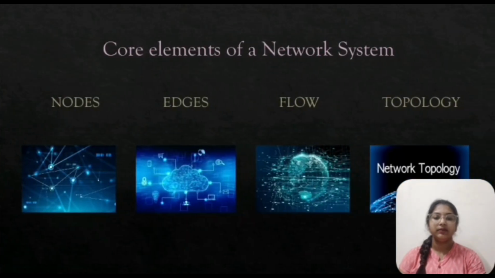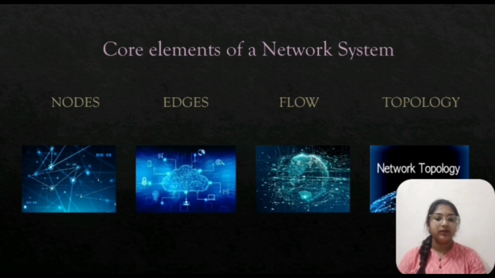Next, let us see the core elements of a network system. There are four core elements of a network system. They are nodes, edges, flow, and topology. Let us see one by one. First, let us see what nodes are. Nodes represent individual entities like computers or routers in a network, crucial for processing and relaying information.